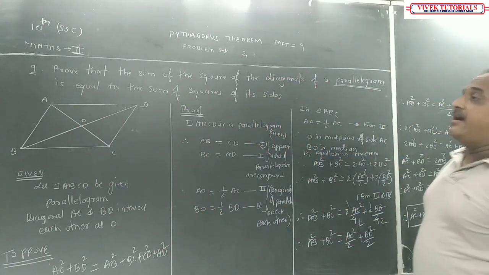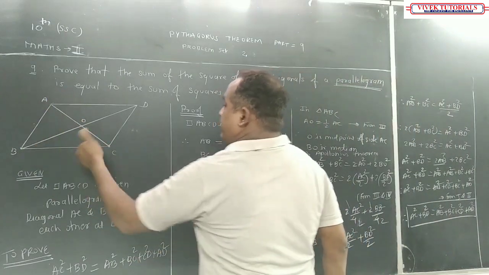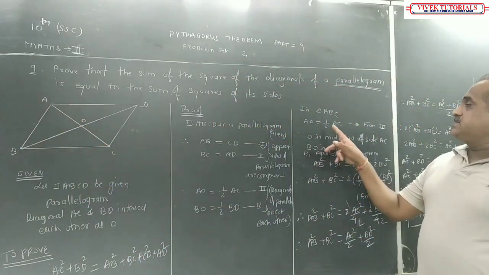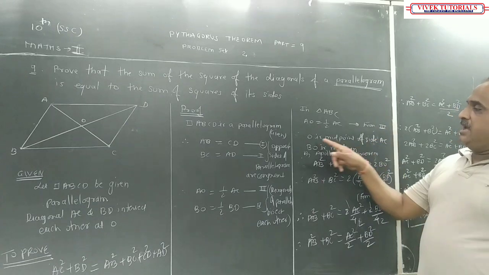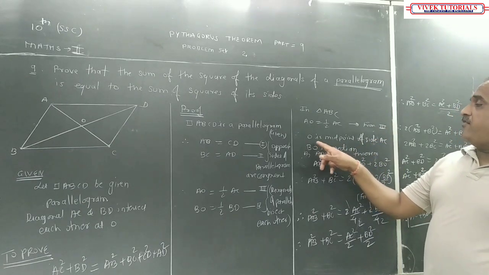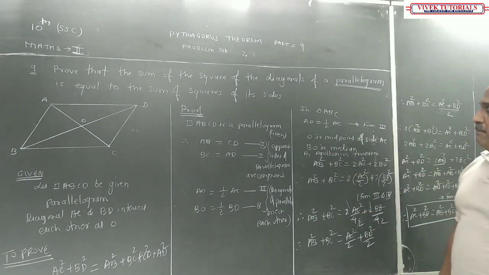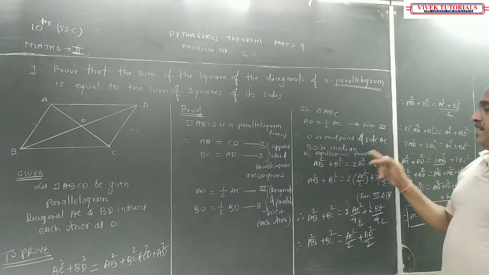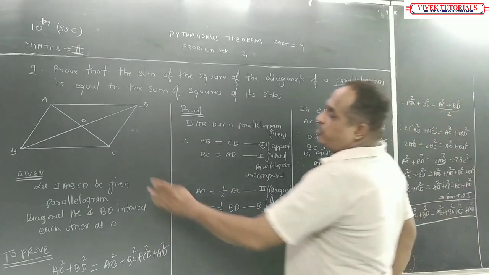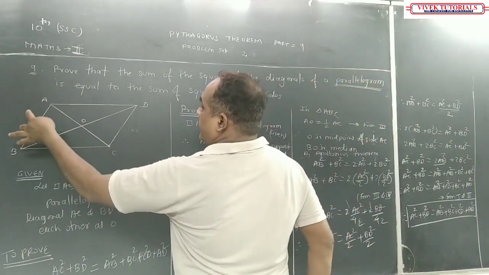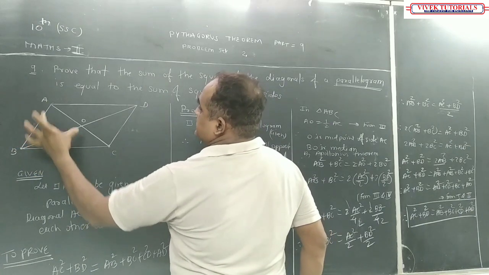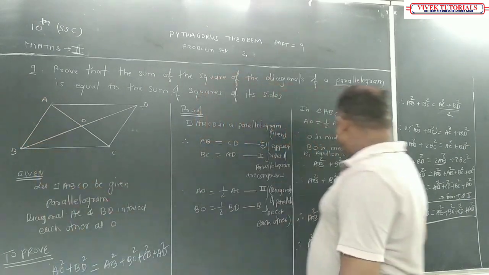Then we will take triangle ABC. Which is the triangle? ABC. AO is half of AC from 3. Therefore, if AO is half of AC, O is the midpoint of side AC. Ultimately, what does BO become? Median. I can apply Apollonius theorem, and now we are going to apply it for this triangle only. So what will happen? AB square plus BC square is equal to 2AO square plus 2BO square.